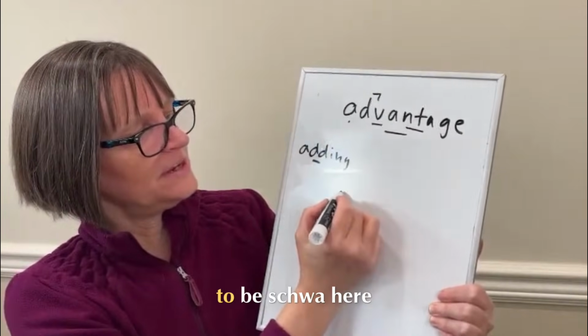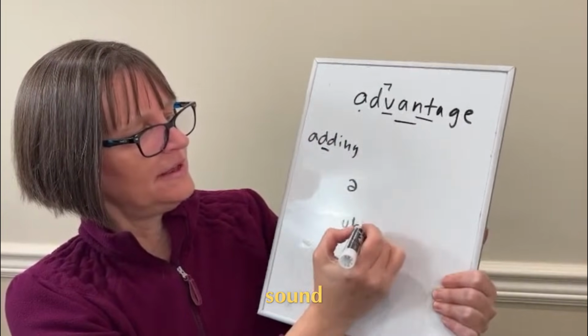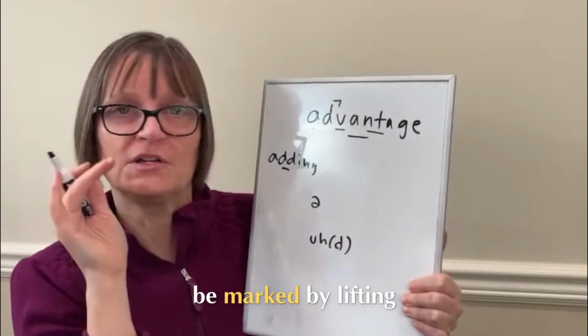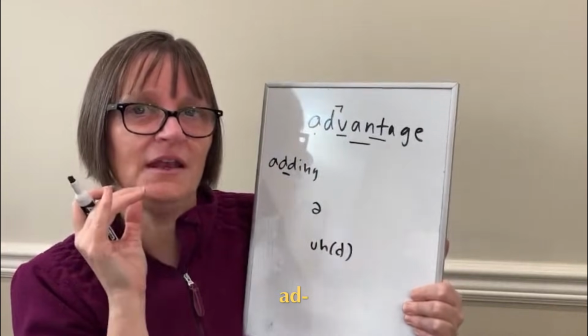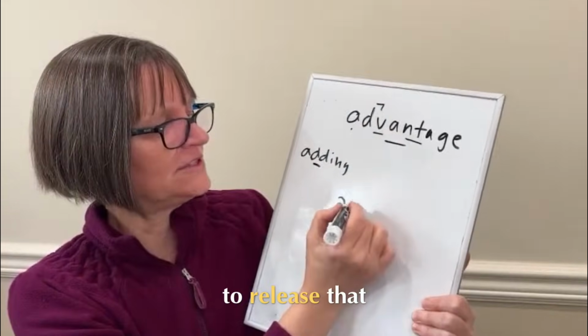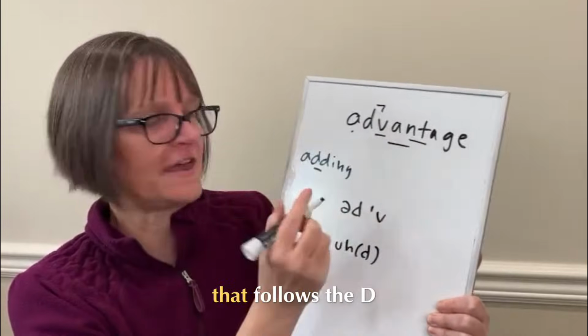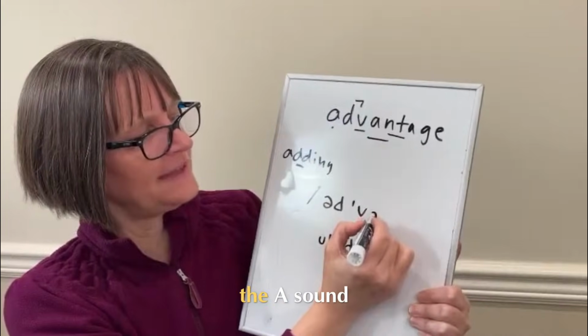So letter A is going to be a schwa here. Letter D is going to be marked by lifting the tongue, but not released, advantage. And I'm going to release that on that stressed V that follows the D. Letter A is going to have the A sound.